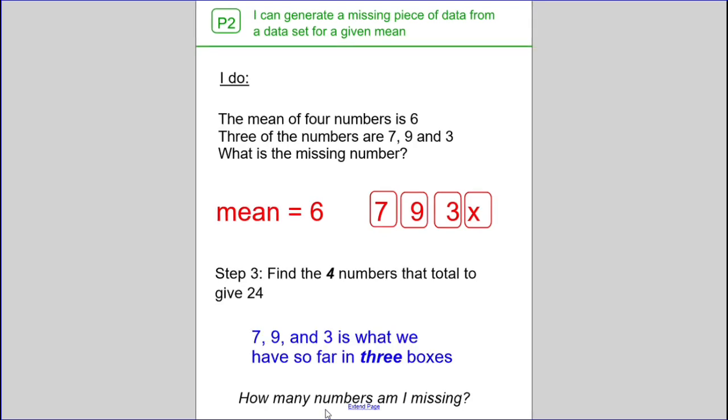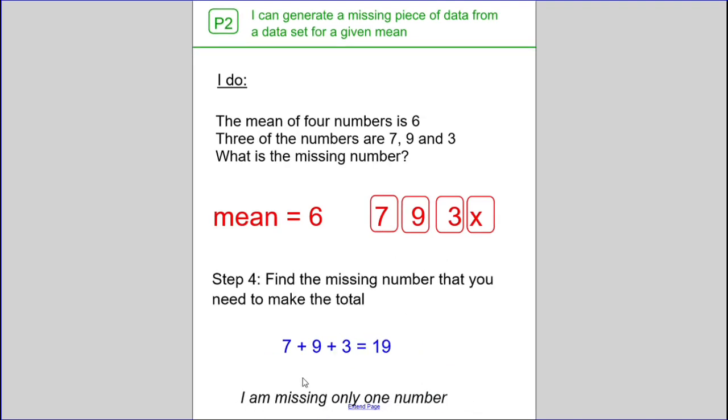Step 3, find 3 numbers that add to make this total 24. So remember, we can see 7, 9 and 3 is what we have so far in those 3 boxes. So if I refer back to this, how many numbers am I missing? As you can see, I'm only missing 1 number over here. So we need to do 7 plus 9 plus 3, which equals 19 to see what I have so far.